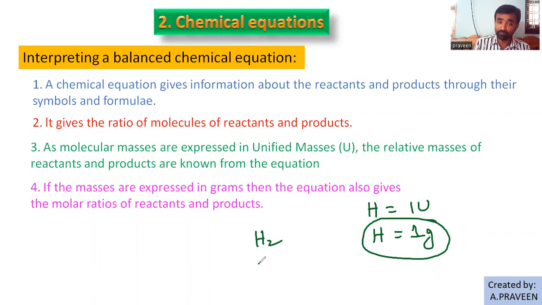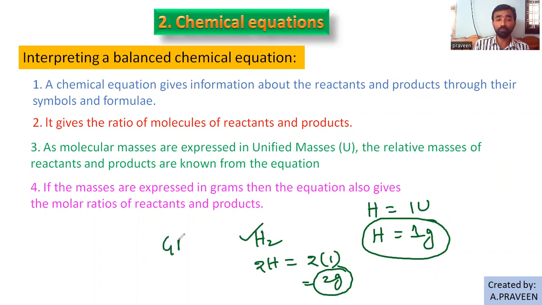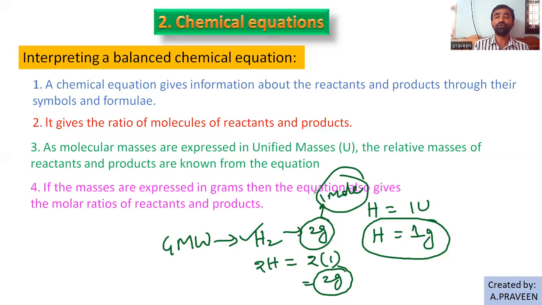A hydrogen molecule means 2 hydrogen atoms. So we calculate 2 into 1, equal to 2 grams. This is the gram molecular weight of molecular hydrogen. Gram molecular weight of hydrogen is 2 grams. So this is called gram molecular weight, indicating 1 mole, right? Indicating 1 mole. So it is nothing but formula unit mass. Gram molecular weight is what? Formula unit mass. So you need to learn how to calculate the molecular weight.